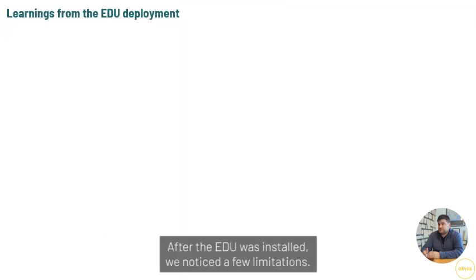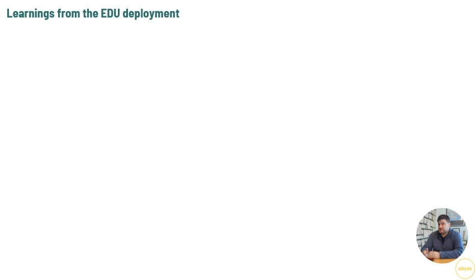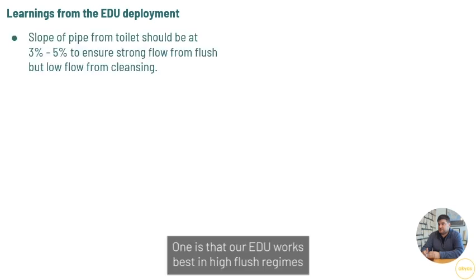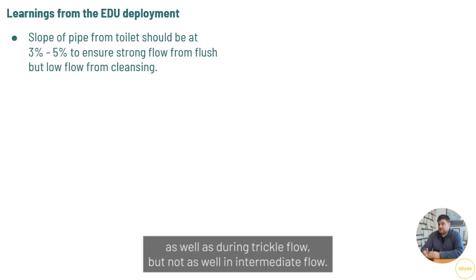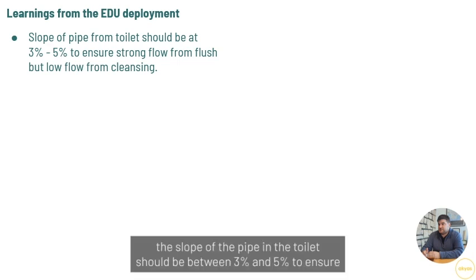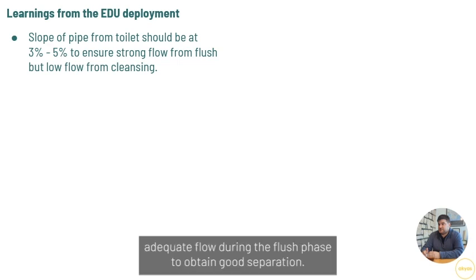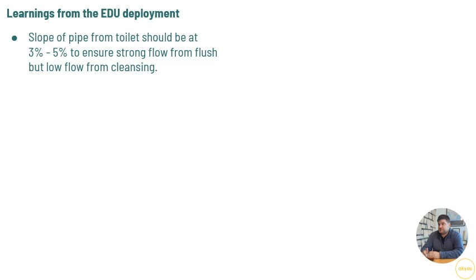After the EDU was installed, we noticed a few limitations. One is that our EDU works best in high flush regimes, as well as during trickle flow, but not as well in intermediate flow. As such, the slope of the pipe from the toilet should be between 3 and 5% to ensure adequate flow during the flush phase to obtain good separation.